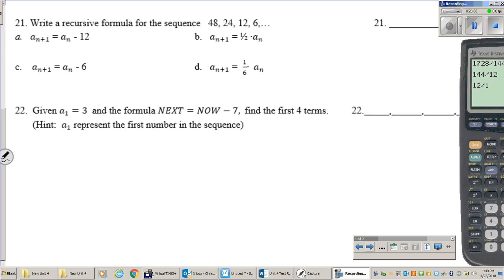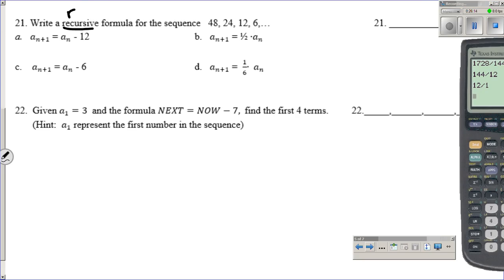Okay, in number 21, we're asked to write a recursive formula for the sequence. So remember that word recursive just means the recurring pattern. So what are we doing each time from one number to the next? Recurring pattern. So we have 48 to 24, 24 to 12, 12 to 6. I do recognize my numbers are getting smaller.